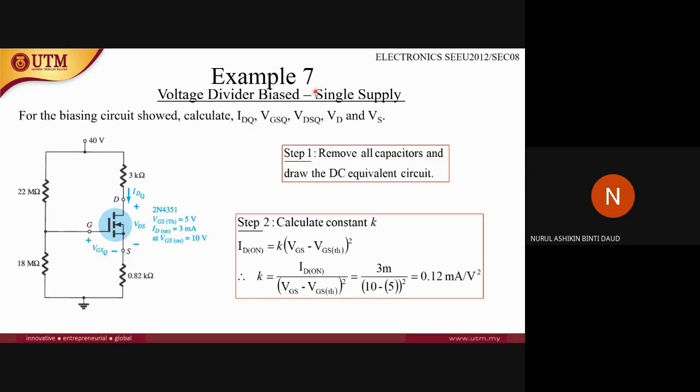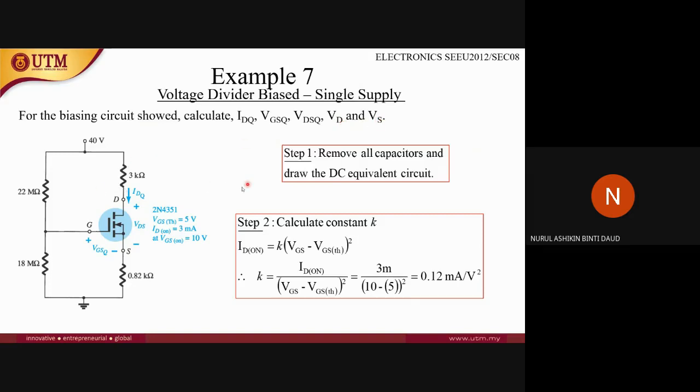So example 7. Okay, for today we're going to look at lots of examples. Example 7. For the biasing circuit, calculate the IDQ, VGSQ, VDSQ, VD, and VS. In this question, they ask for another value of voltage, the voltage at D and also the voltage at S. From VDS, you can find the voltage at D and the voltage at S.